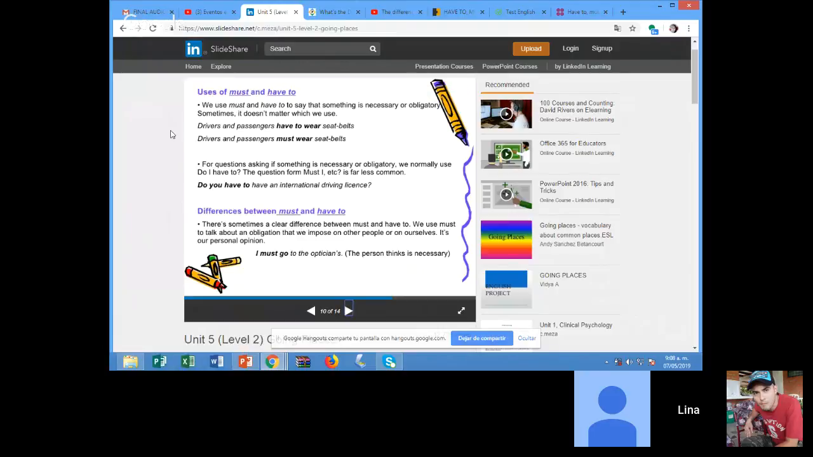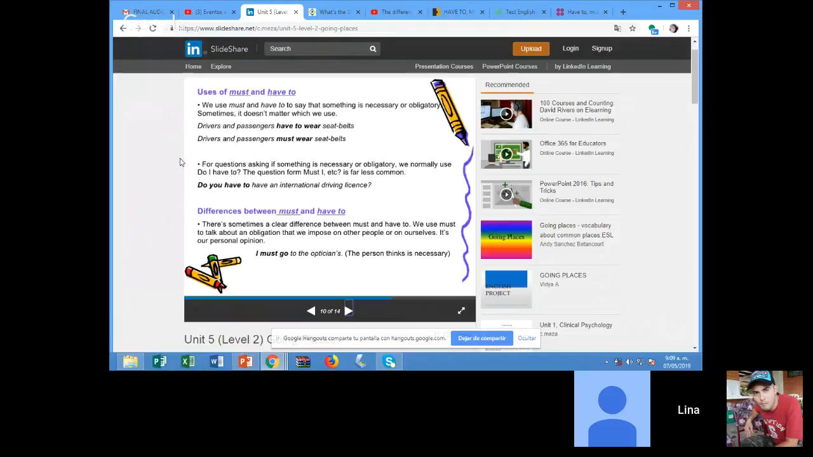Here, we use must and have to say that something is necessary or obligatory. Sometimes it doesn't matter which we use. Drivers and passengers have to wear seatbelts. Drivers and passengers must wear seatbelts. For questions asking if something is necessary or obligatory, we normally use do I have to. The question form must I, etc. is far less common. Do you have to have an international driving license?